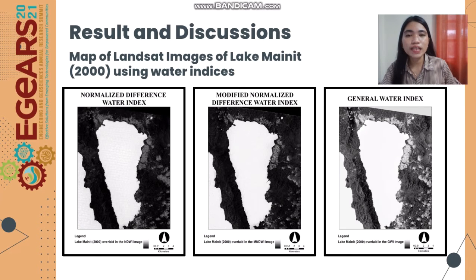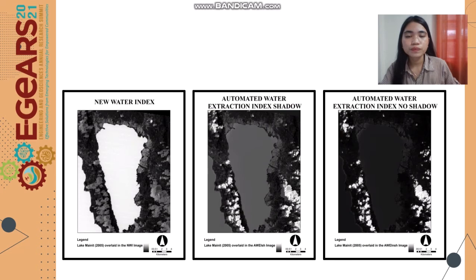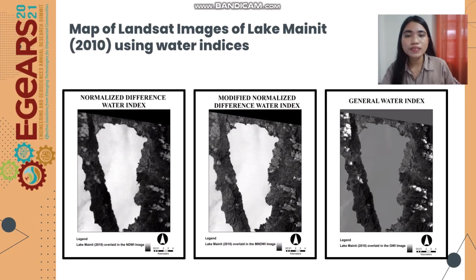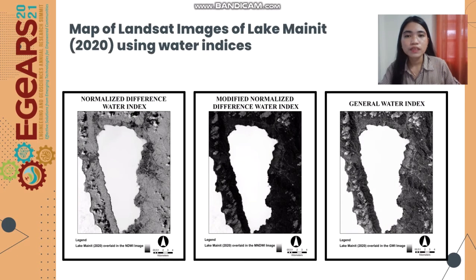These maps were the Landsat images of Lake Mainit in the year 2000 using water indices. In the year 2005, year 2010, year 2015, and the maps of Landsat images of Lake Mainit in the year 2020 using water indices.